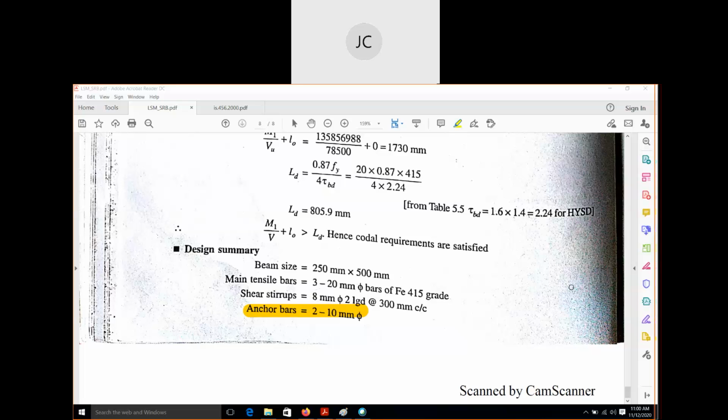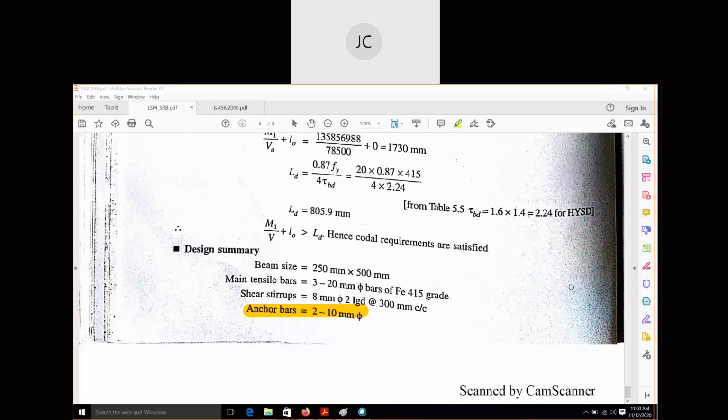Since it is a singly reinforced beam, our main reinforcement will be only in the tension zone. But we have to provide our stirrups. If you don't provide any bars at the top, then you cannot bind those stirrups. So we will provide some extra bars, which are known as anchor bars, to support those stirrups, and also it will provide some amount of resistance.